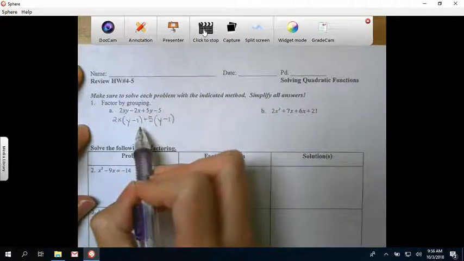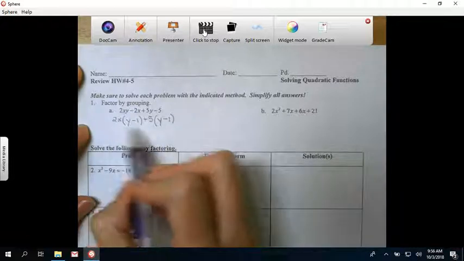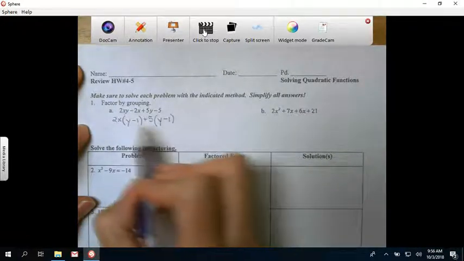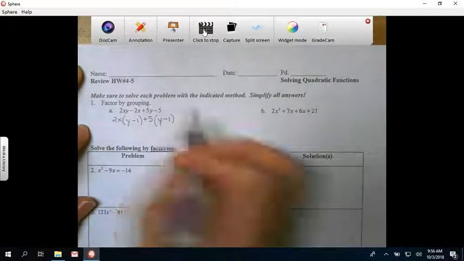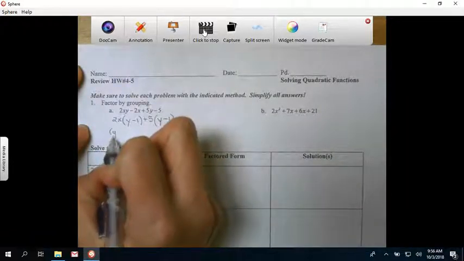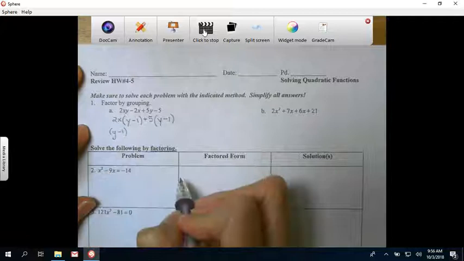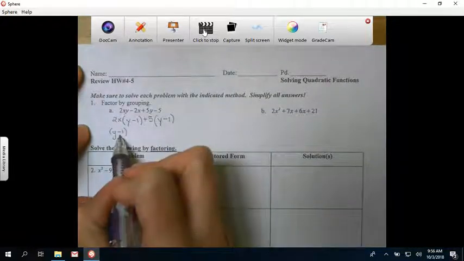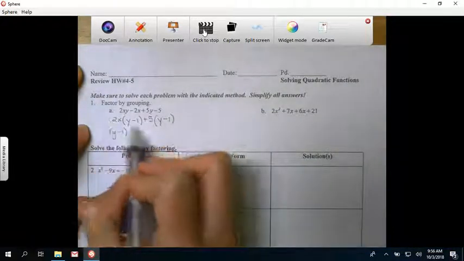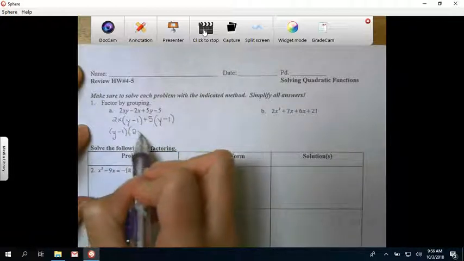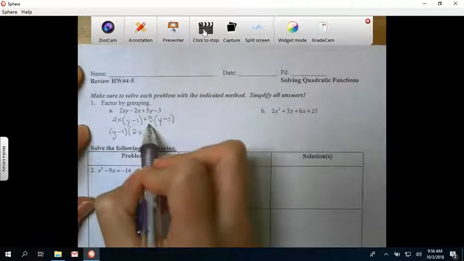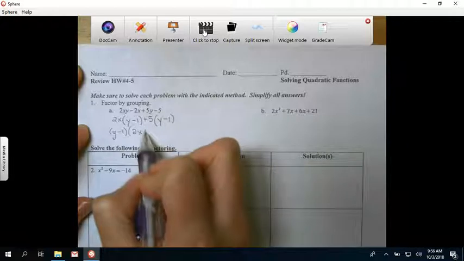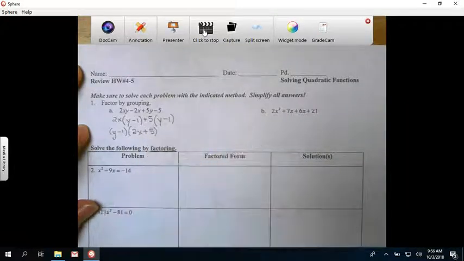Because now both terms have a y minus 1, I'm going to bring this y minus 1 out to the front. So if I take a y minus 1 out of the first term, I'm left with 2x. If I take a y minus 1 out of the second term, I'm left with plus 5. So that is my factoring.